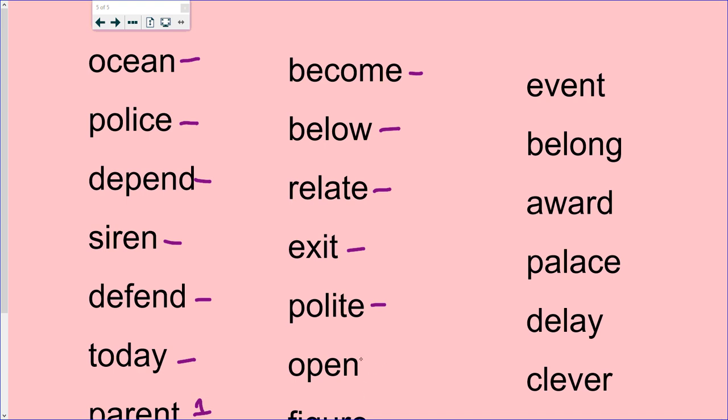Open. This one you can't see down there too good, but it's figure. Figure. Event. Belong. Award, there's that schwa sound. Award. Palace. Delay. And clever.